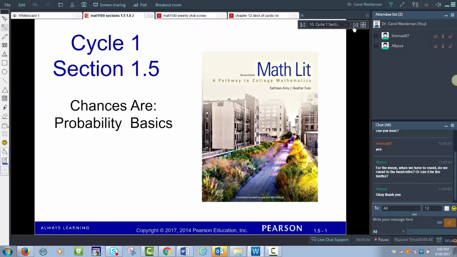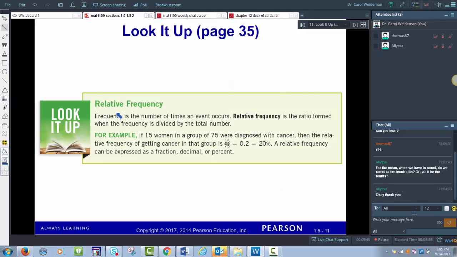Okay, so that was means, which is pretty simple. I don't think anybody will have trouble with that section. Now, the next two sections are on probability. And the first section is 1.5, which is talking about frequencies, relative frequencies.